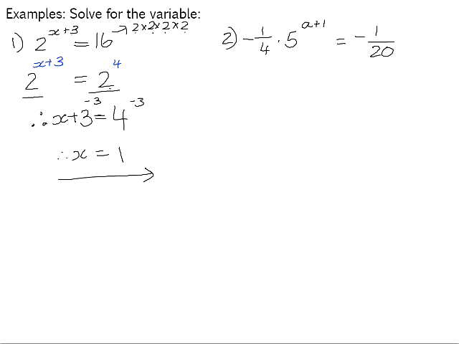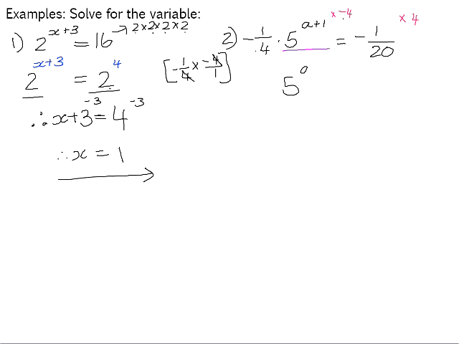Okay, in question 2, we need to first get the base of 5 on its own on the one side of the equation. So this 5 to the power of a plus 1 is being multiplied by negative a quarter. So in order to undo multiplication by negative a quarter, we times by negative 4. What we do to the left-hand side, we do to the right-hand side. So negative a quarter times negative 4 is just positive 1, okay, because negative a quarter times negative 4 over 1, the 4s will cancel and you'll just be left with 1.